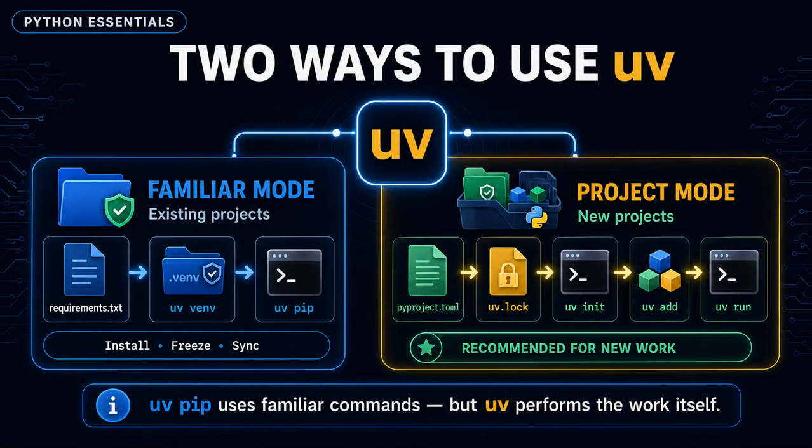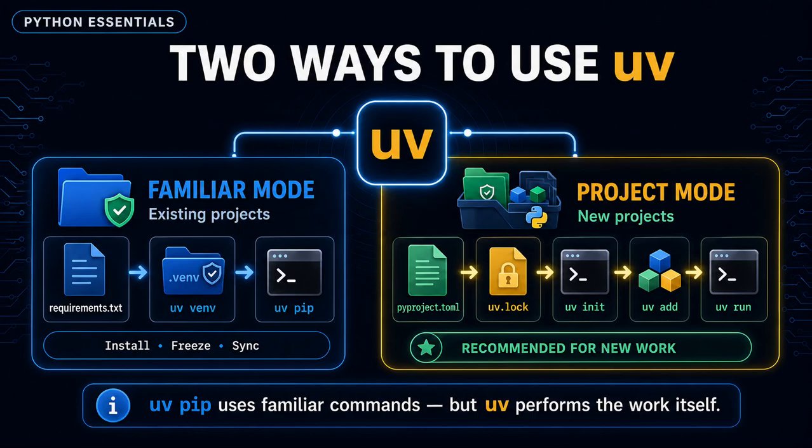There are two distinct ways to use UV, and understanding the difference will make the rest of its commands much easier to follow. The first is familiar mode. This is useful for existing projects built around virtual environments and requirements files, or when you want to keep using the workflow you already know. You create the environment with uv venv, and then use uv pip commands to install packages, read a requirements file, inspect the environment, freeze its contents, or synchronize it with a requirements file.